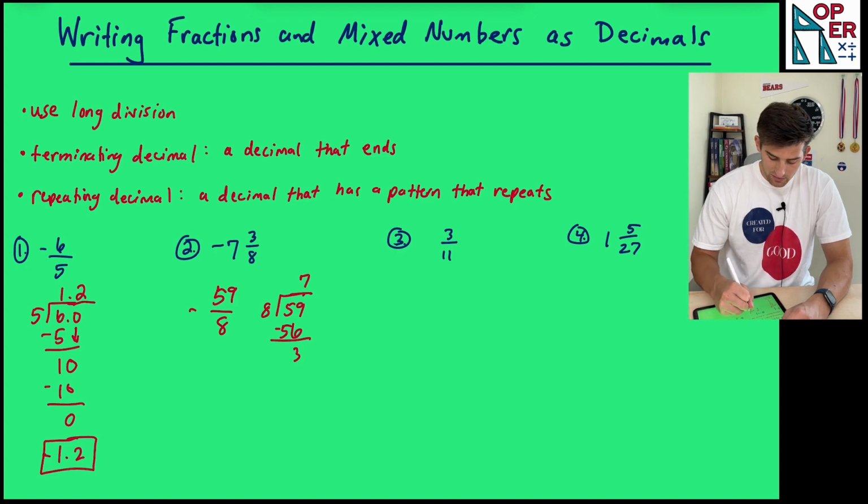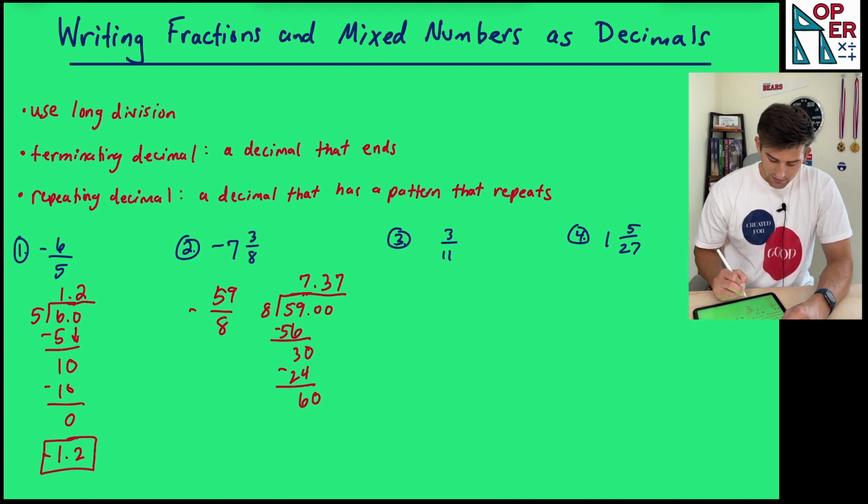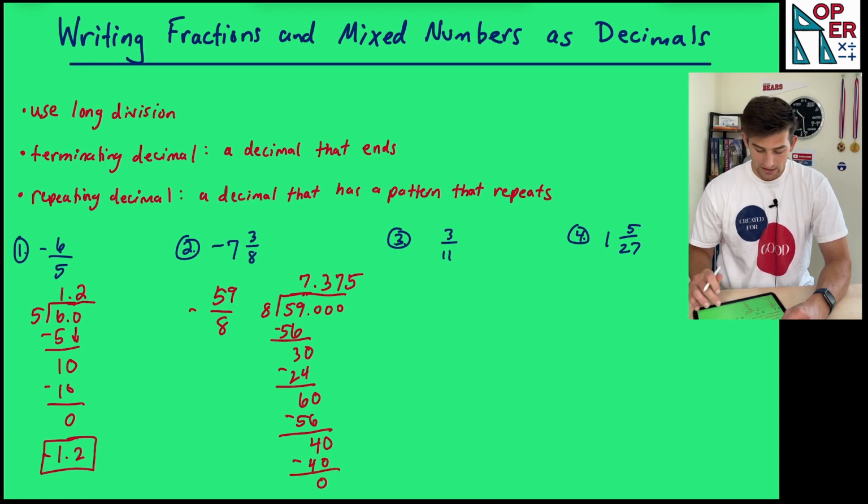So let's do the same thing, let's make this 0.0 and bring down our 0. So when we do that, we add our decimal behind our 7, and now 8 will go into 30 3 times. That would be 24. Well, we still don't have 0, so let's add another 0 and bring it down. Now 8 will go into 60 7 times, and that would be 56. We subtract, we still don't have 0 at the bottom. So let's add another 0 and bring it down, and now 8 will go into 40 5 times, and 5 times 8 is 40. So now we know we have our terminating decimal.